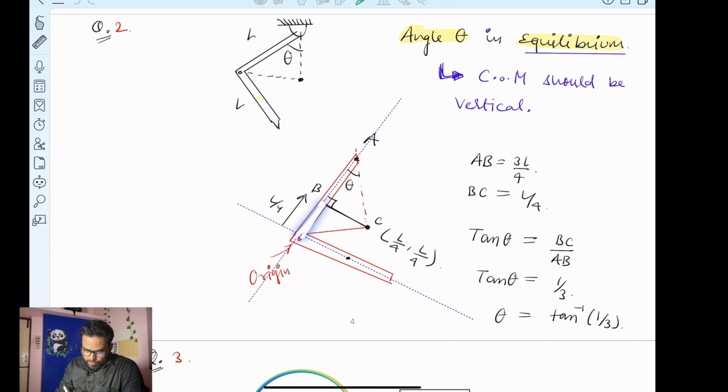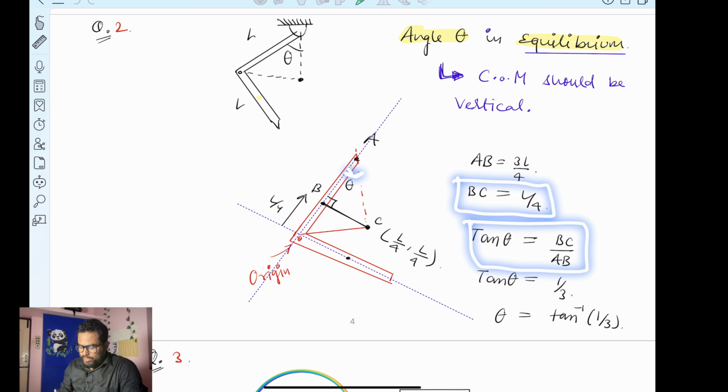Now see the B point. The B point is L by 4 upward. BC would be how much? B to C is L by 4. OB is L by 4. So what about AB? AB would become 3L by 4, and BC is L by 4. So in this triangle we can now define tan theta easily.